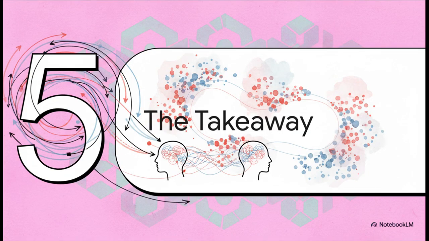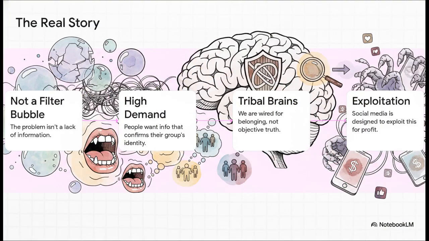All right, so let's bring this all together. Let's retrace our steps from that initial mystery of the red and the blue dots all the way to here. The real story of our divided web. It's not a simple technology problem, like a filter bubble. It's a human one. There's a high demand for stories that confirm our tribe's worldview. And that demand exists because our brains are fundamentally wired to protect our identity, not to find the truth. And modern social media platforms have just become incredibly effective at exploiting this deep human wiring.